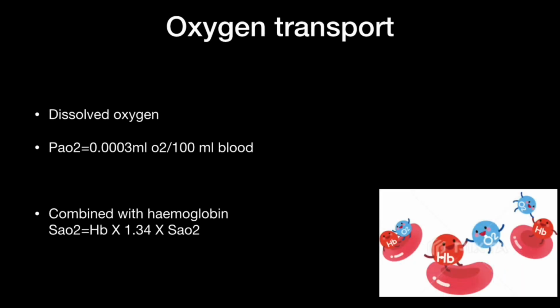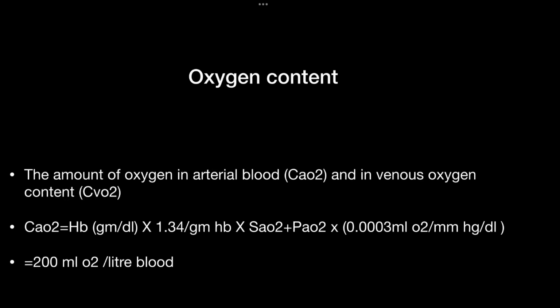Now, having looked at the amount of oxygen combined in the blood, let us get to know about a more accurate index to measure the amount of oxygen, which is the total oxygen content. Now, what is total oxygen content? It is denoted as CaO2, that is the content of oxygen.